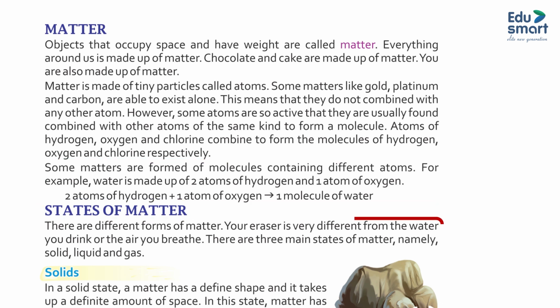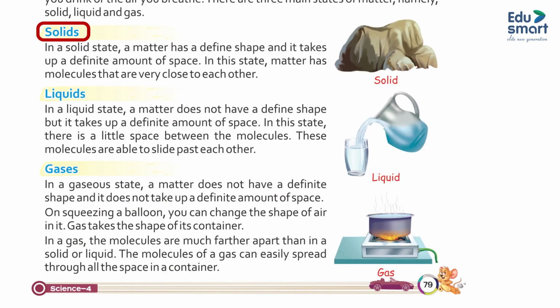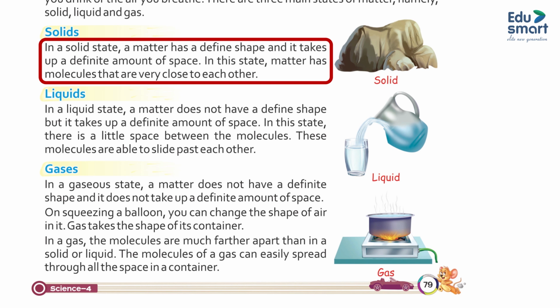States of matter. There are different forms of matter. Your eraser is very different from the water you drink or the air you breathe. There are three main states of matter, namely solid, liquid, and gas. Solids: in the solid state, a matter has a defined shape and it takes up a definite amount of space. In this state, matter has molecules that are very close to each other.